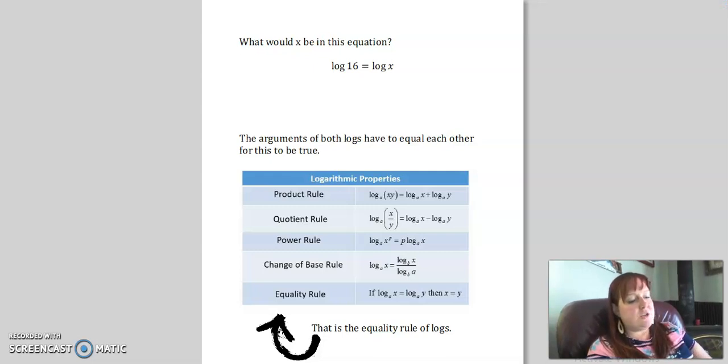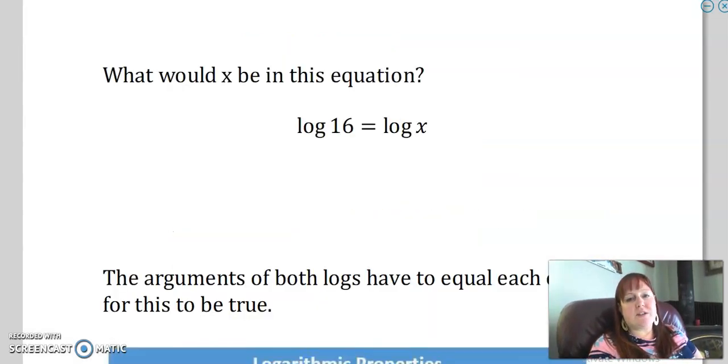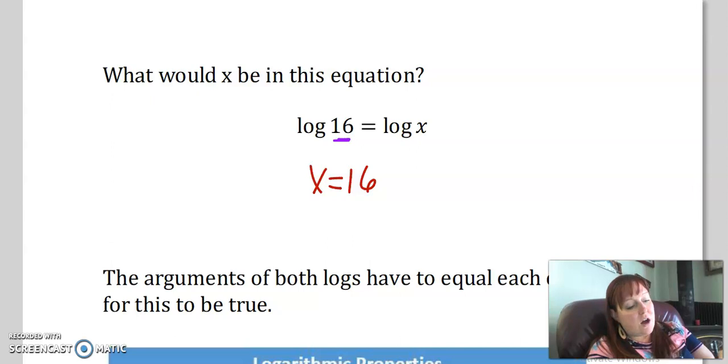All right, so on the last slide you saw log 16 equals log of x. So what does x have to be in this? Well, it has to be 16, right? Like x has to equal 16 because log of 16 can only equal log of 16. It can't equal anything else, right? So x has to equal 16. In other words, if I have an argument inside of a log, they have to equal each other.